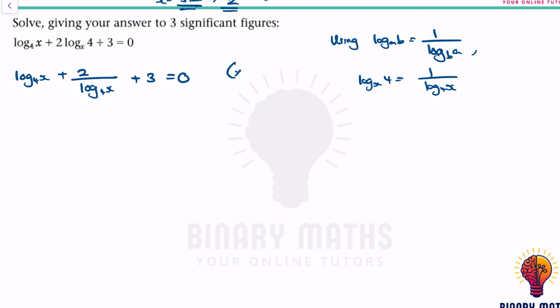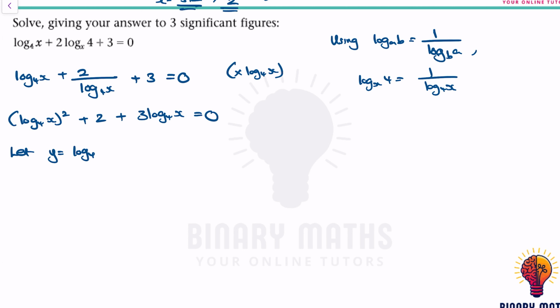I need to multiply through by log base 4 of x. So I get (log base 4 of x) squared plus 2 plus 3 log base 4 of x is equal to 0. Again, if I let y be equal to log base 4 of x, then I've got y squared. The last term is 3 lots of y. The middle term is plus 2. Gives me that. If I factorize this, it factorizes really easily.